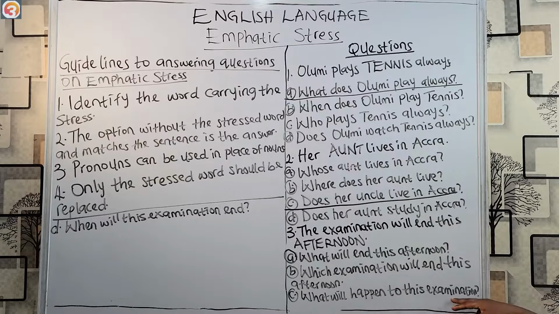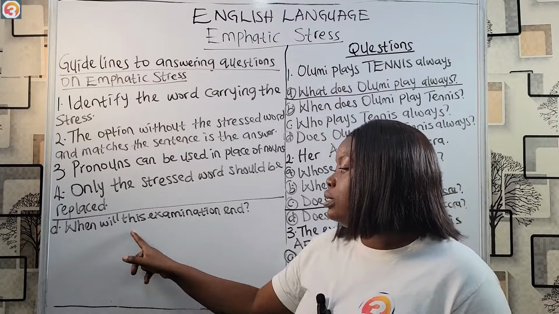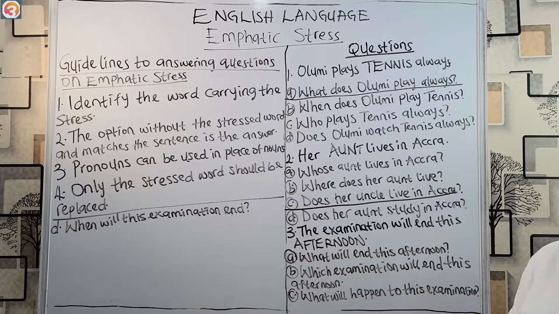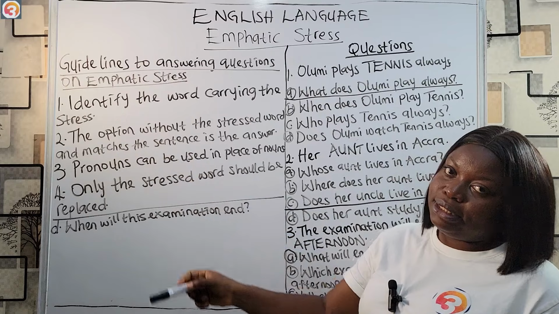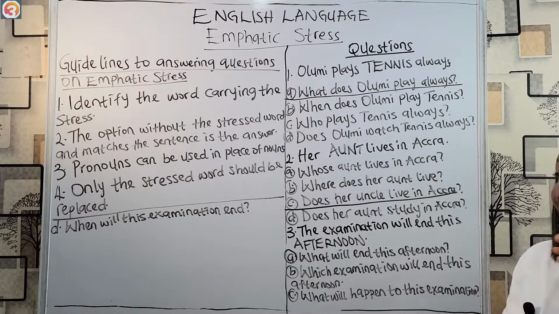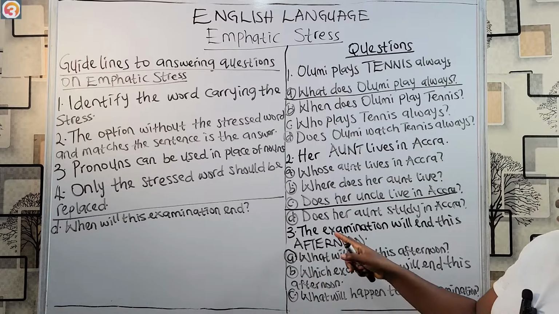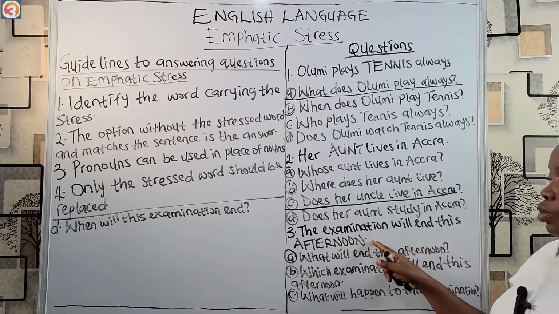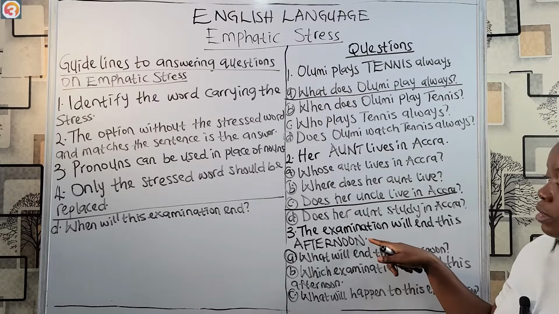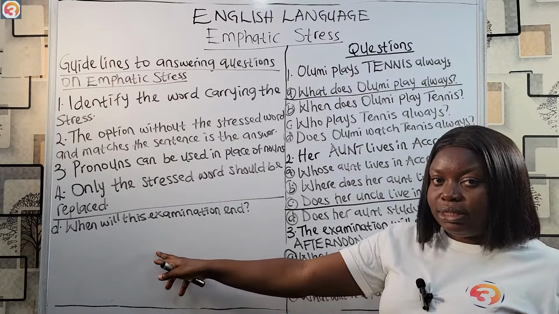What will happen to this examination? Let's not be quick to just say, okay, afternoon is not here, we carry it. Check this last option. When will this examination end? There's also no afternoon there. So we now look for which one matches the sentence given. That's why you have to be careful with emphatic stress. As much as it is very simple, little mistakes like this can make you miss it. The examination will end this afternoon. Afternoon is in all caps, which has to do with time. That means we're dealing with time, which makes the last option the answer.